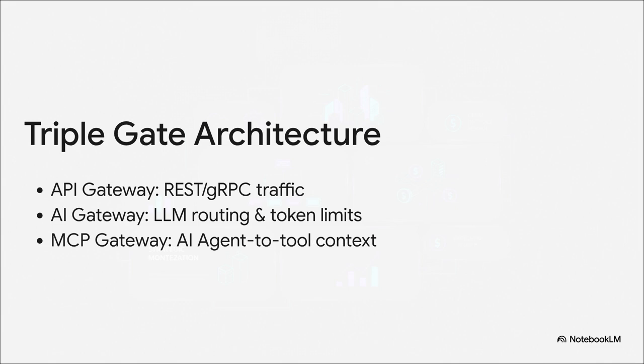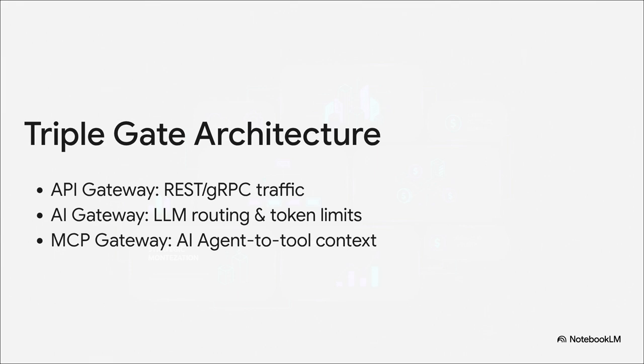Section 3. Gateway Architecture for 2026. Now, shifting our focus to the modern build, what's really interesting here is how the role of the gateway has fragmented and specialized. For 2026, we're seeing the massive rise of the triple gate architecture. Organizations are running an API gateway for your traditional REST and gRPC traffic. Next to that, an AI gateway is handling large language model routing and token-based rate limiting.